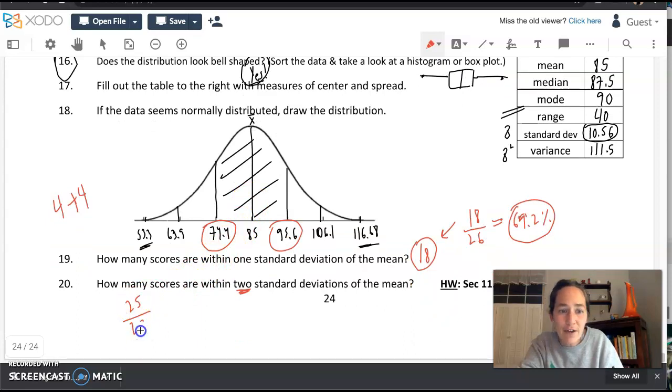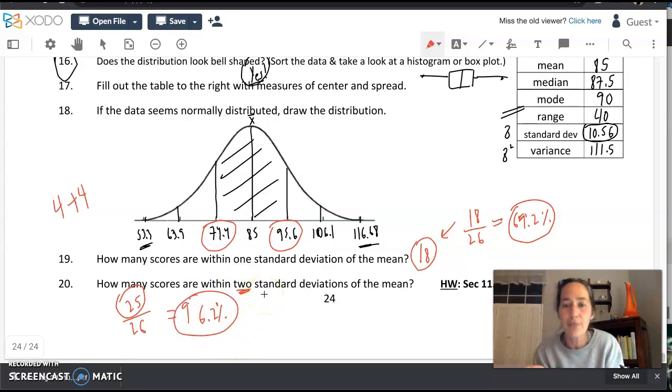So 25 out of 26 were the amount of scores that were within 2 standard deviations of the mean. Now, according to the empirical rule, the approximation is going to be 95%. You get slightly higher than that. 25 out of 26 equals 96.2%. So close to the empirical rule, but not exactly.